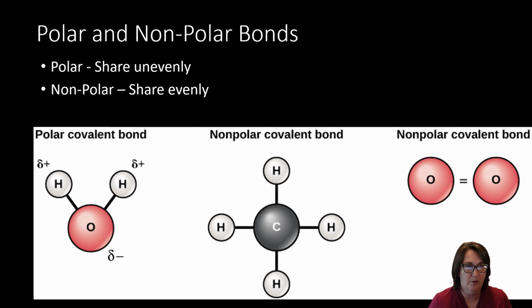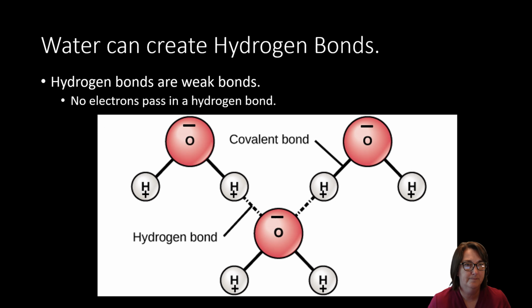Here are some examples of polar and nonpolar. We've talked about water, negative, positive, but when I look at my electronegative chart, carbon and hydrogen are very similar in charge. So these are nonpolar. They're just going to keep evenly distributing electrons back and forth. One will not have them longer than the other. Oxygen, really electronegative, but so is the other oxygen, same charge. So those will share evenly back and forth. Water can create what are called hydrogen bonds.